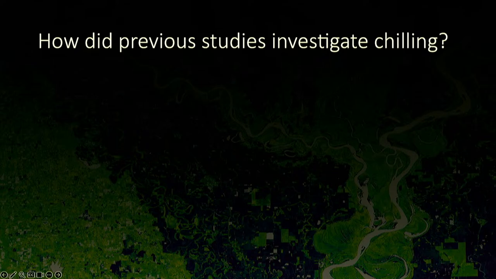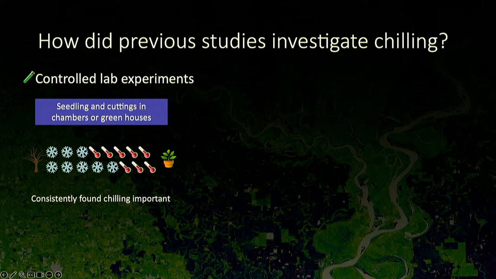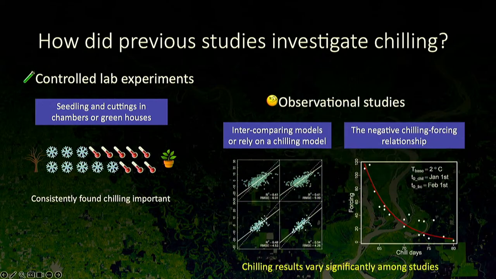So this suggests that temperature has dual effects, right? In winter, you want lower temperature. In spring, you want higher temperature, so you'll have an earlier spring green-up. I was very interested in this chilling effect and wanted to understand it in spring phenology. So how did previous studies do this? The first method was controlled experiments, right? You have those greenhouse chambers. You put trees or seedlings or cuttings into these chambers, and then you treat them with different temperatures in spring and in winter. The other way is through modeling.